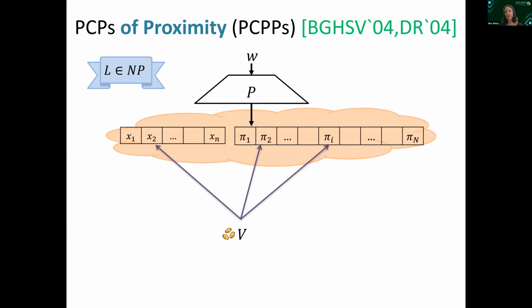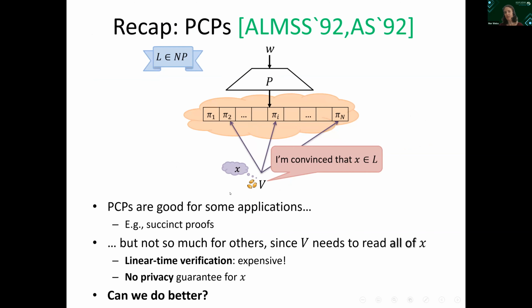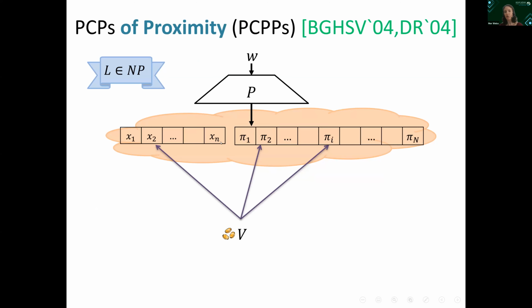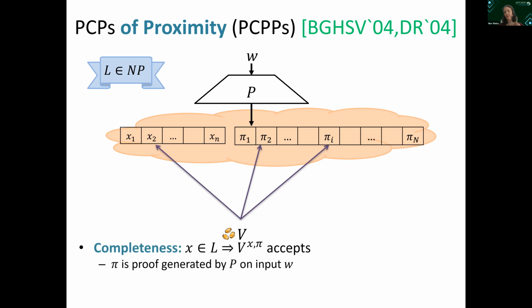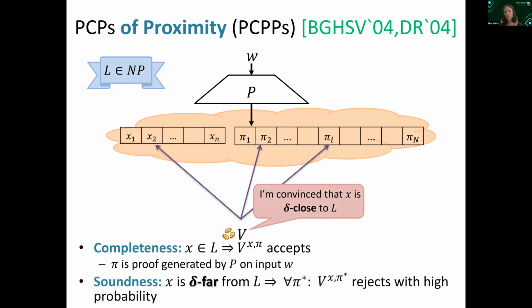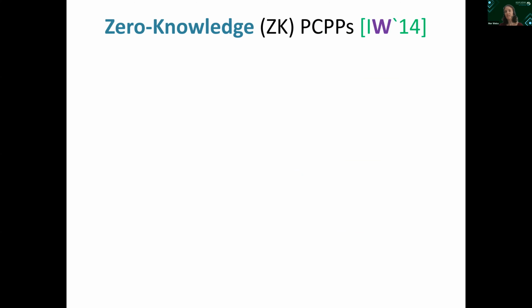So we can use PCPs of proximity or PCPPs. These are similar to PCPs, but instead of having the input locally, the verifier has oracle access to the input, similar to the way it accesses the proof. And we're guaranteed that the verifier accepts inputs in the language and rejects inputs that are far from the language in relative Hamming distance.